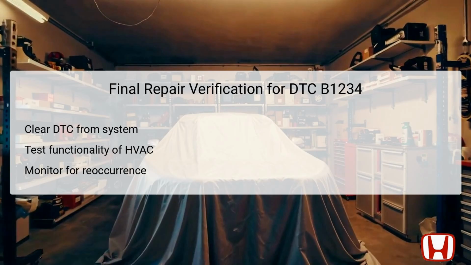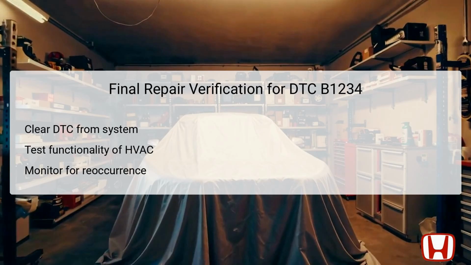Begin by clearing the diagnostic trouble code from the vehicle system, ensuring that any stored error information is reset. Subsequently, it is crucial to test the functionality of the heating, ventilation, and air conditioning (HVAC) system. The system should perform effectively and reliably, reflecting appropriate temperature adjustments based on driver input. It is advisable to conduct a test drive to ensure that no further symptoms occur.